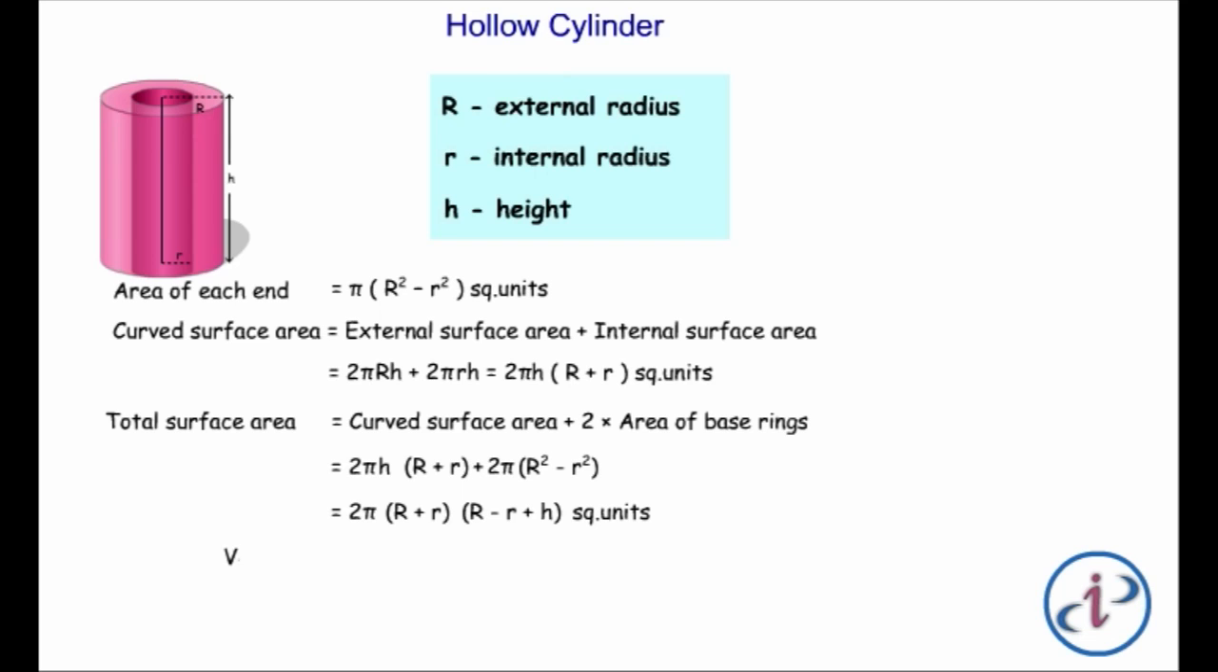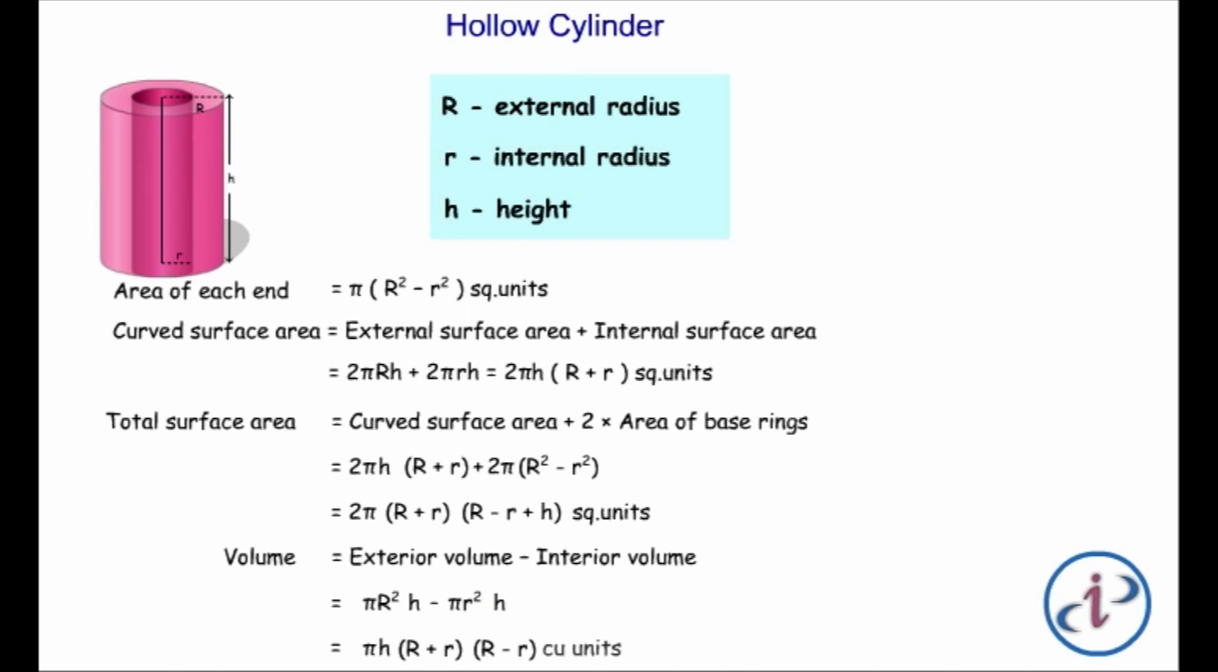Volume of the hollow cylinder is equal to exterior volume minus interior volume of the cylinder. It is equal to pi R squared h minus pi r squared h. Taking pi h as common, we get pi times h times R squared minus r squared. It is equal to pi times h times R plus r times R minus r cubic centimeter.